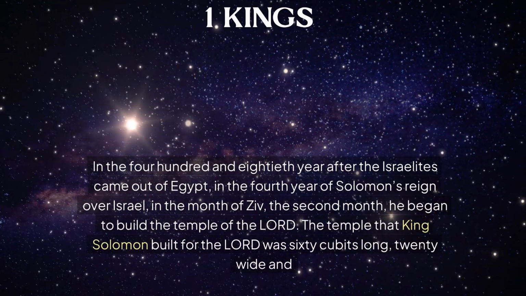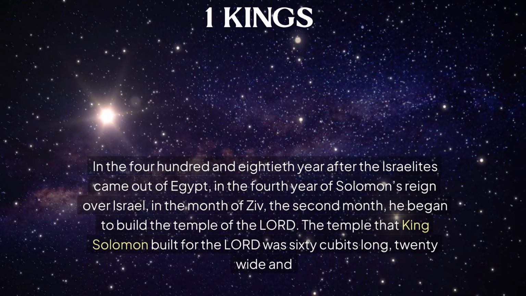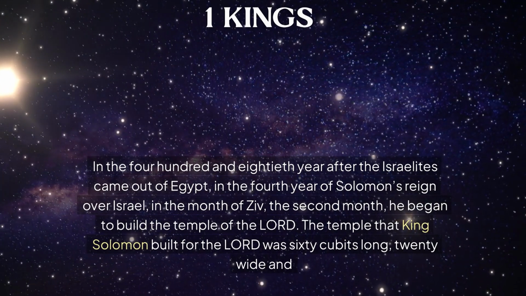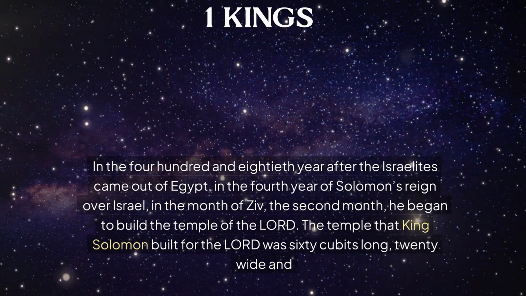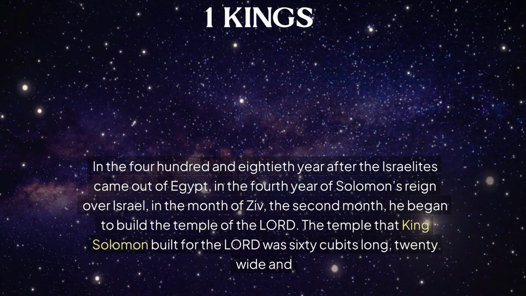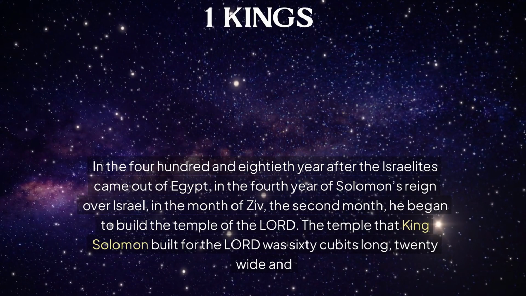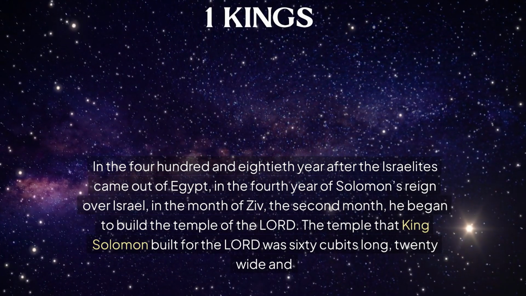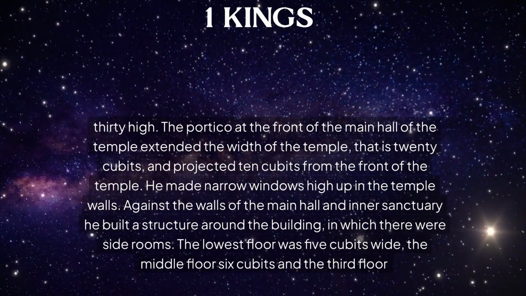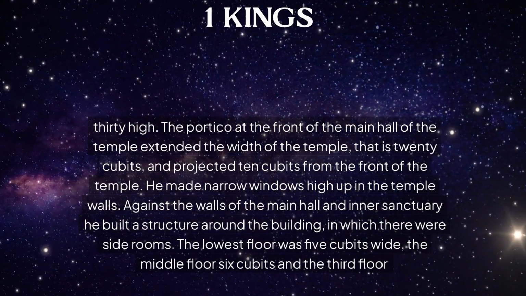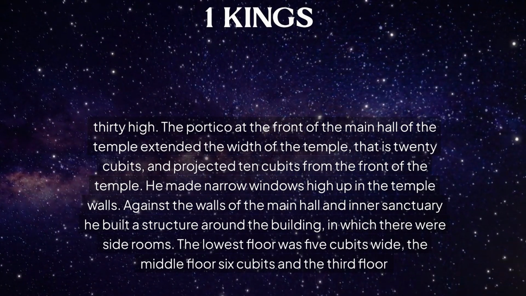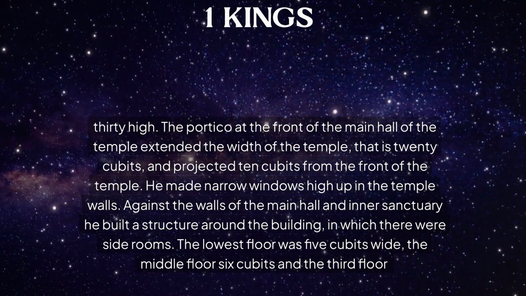In the 480th year after the Israelites came out of Egypt, in the 4th year of Solomon's reign over Israel, in the month of Ziv, the 2nd month, he began to build the temple of the Lord. The temple that King Solomon built for the Lord was 60 cubits long, 20 wide and 30 high. The portico at the front of the main hall of the temple extended the width of the temple, that is 20 cubits, and projected 10 cubits from the front of the temple.